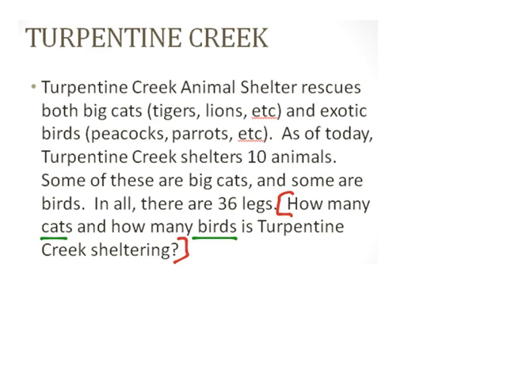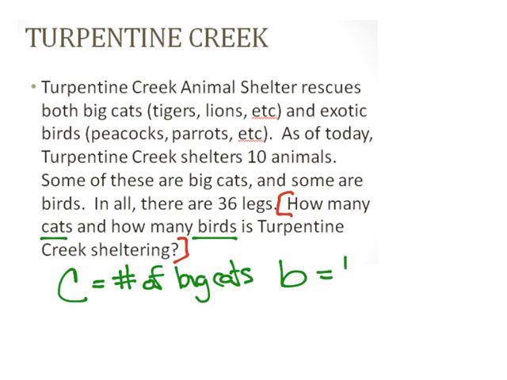So let's think about variables. Since we're looking for the number of cats and the number of birds, I'm going to use C and B. I'm going to define these as follows. Since we want to know how many cats there are, C will represent the number of big cats. And B will simply represent the number of birds. Once again, I could have used X or Y, or A and B, or Q and S. It doesn't really matter. But in this case, I'm going to choose letters which represent my variables so I don't get mixed up.